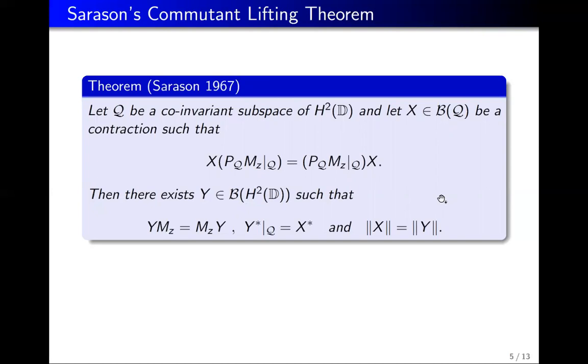In fact, this lifting is a norm-preserving process, meaning this coextension is norm-preserving, so the norm of X is the same as the norm of Y. That's the commutant lifting theorem which Sarason proved. In fact, it came nearly 50 years after the NP problem was proved.